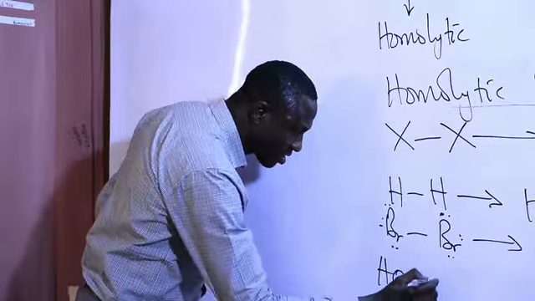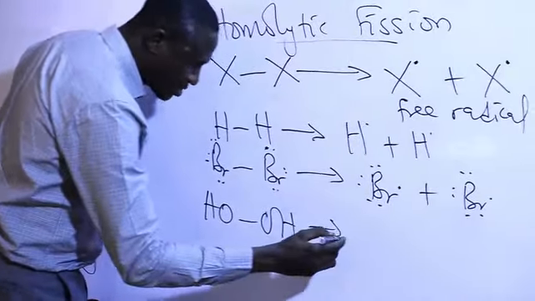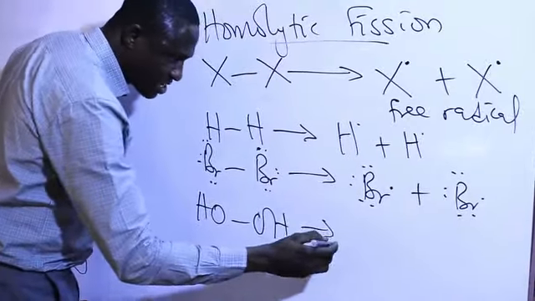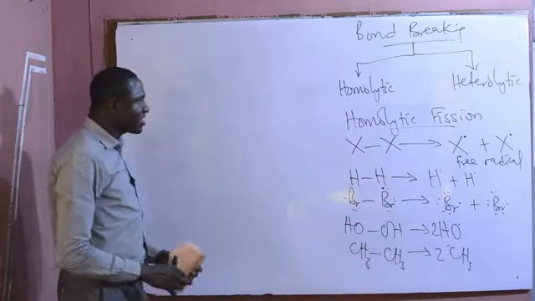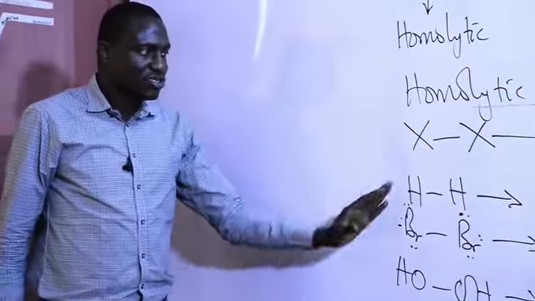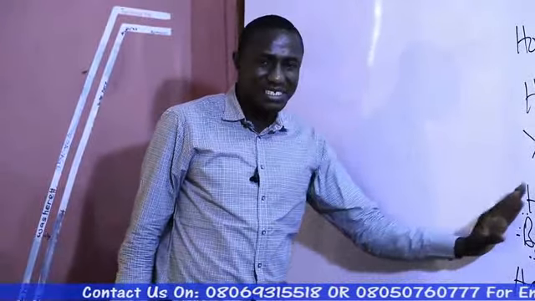Another example, look at hydrogen peroxide. When the bond between the two oxygen atoms is broken, you are going to form hydroxyl radicals. Another example is ethane. Breaking the bond between the two carbon atoms, you are going to form 2 molecules of methyl radical. Now, free radical reactions usually take place in non-polar medium, and they mostly exist in gaseous medium.